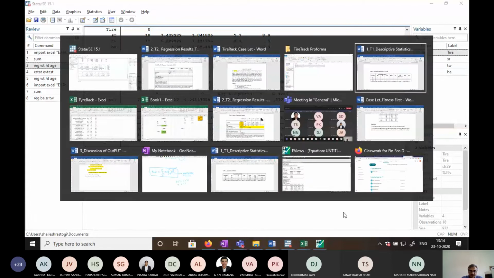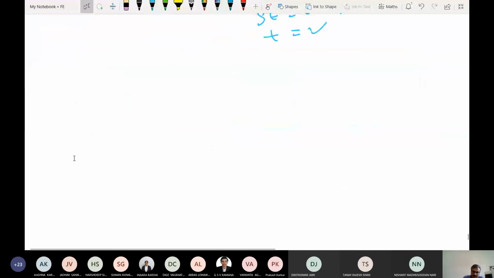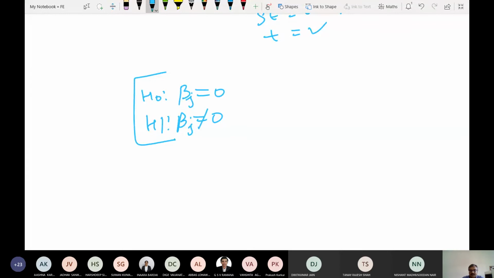So if I give you some recall, when we were talking about beta, we said that the null is beta is equal to 0, alternate beta is not equal to 0. I'm putting it as j, so I'm generalizing. And remember, I'm not putting a cap on beta, I'm talking about the coefficient in the real model. So we are testing this pair of hypotheses.